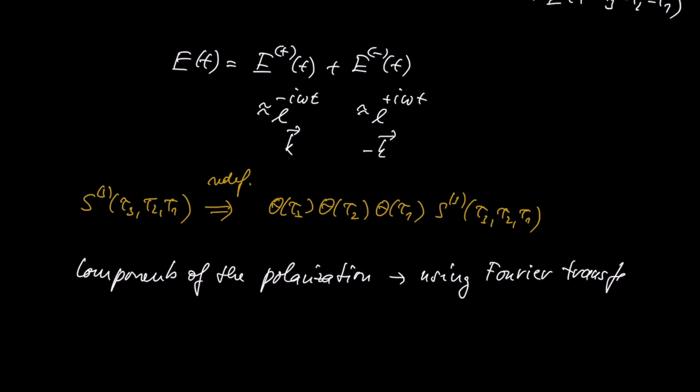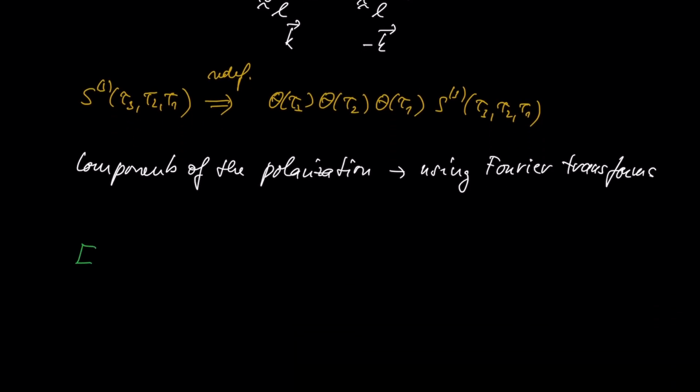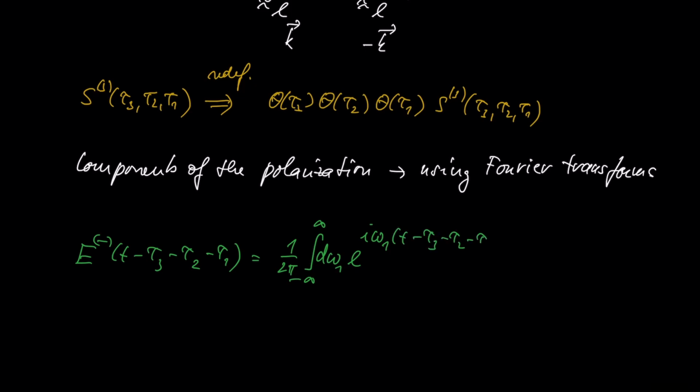I mean, it will be clear right away what is meant. So for instance, we could write the E minus of t minus tau 3 minus tau 2 minus tau 1, something like this, which will definitely appear in this expression as a Fourier transform. So we'll take this definition of the Fourier transform, e to the power of I omega 1 t minus tau 3 minus tau 2 minus tau 1.